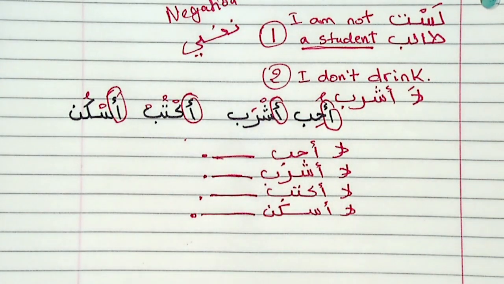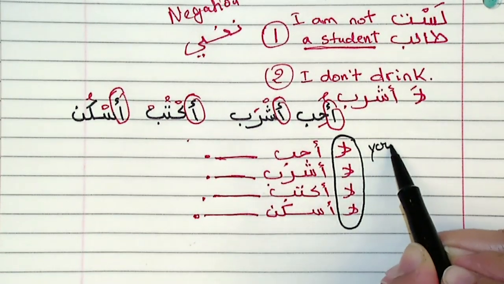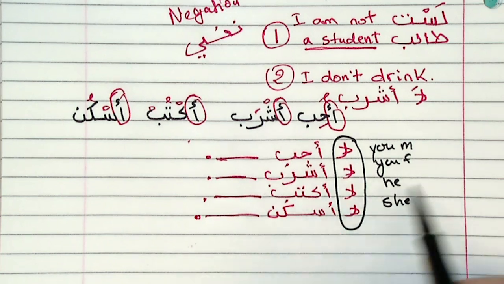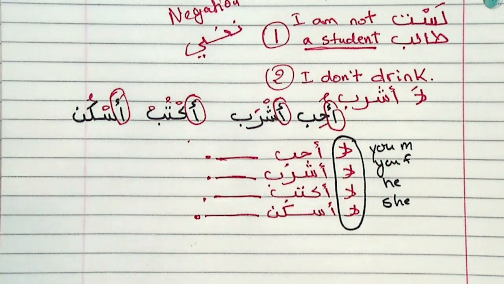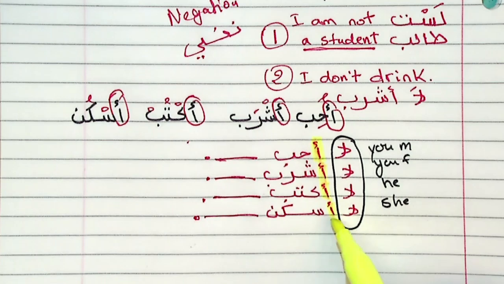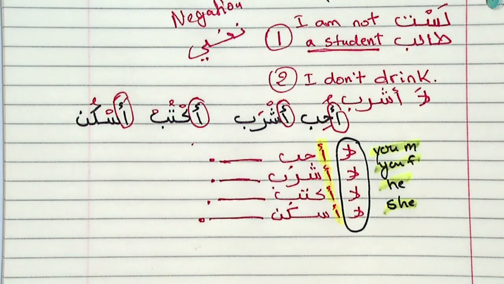So the negation would be la for all: you masculine, you feminine, he and she. They would all take la before. All you have to remember is that the verb needs to have the indication of who is the speaker. Is it you, or is it you feminine, or he or she? This will be the only practice you have to apply when you conjugate verbs and then you want to answer the question with a negation plus a verb.